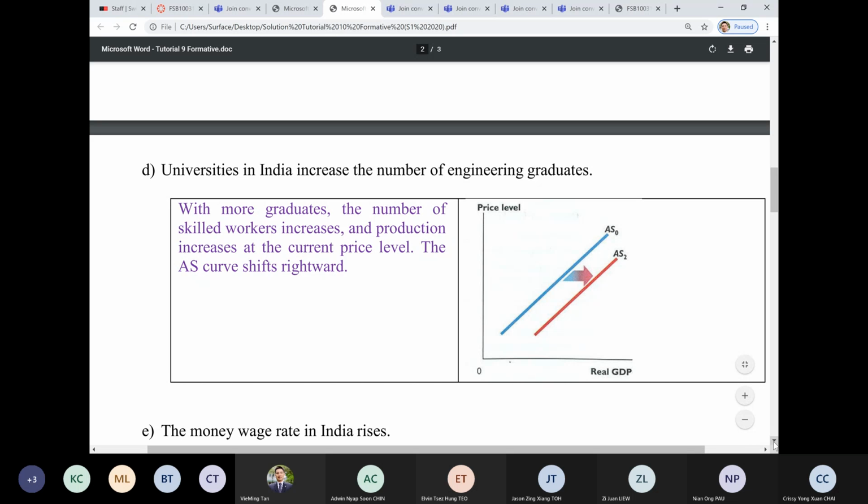We go back to Johanna again. Okay, if the money wage rate, that means the salary rate in India, is increasing now. This is not the product price, but it's about the salary of the workers in India now increasing. So what is the consequence then? Johanna, what do you think?